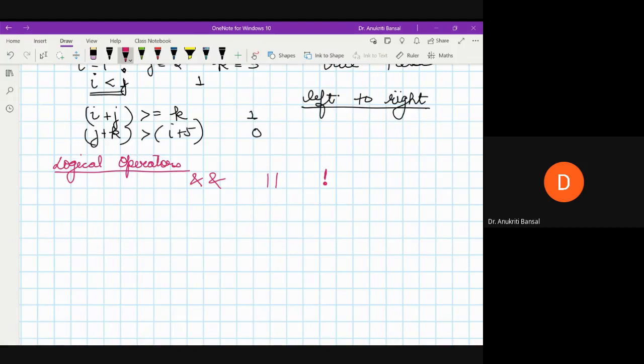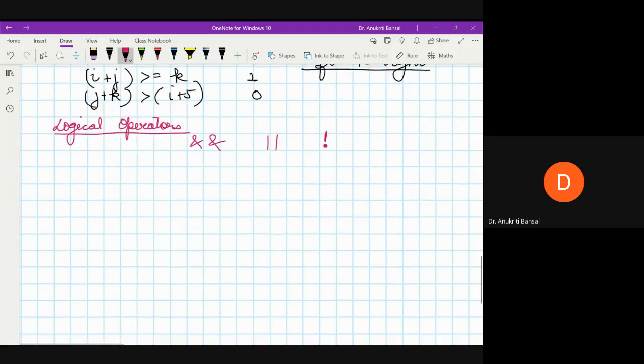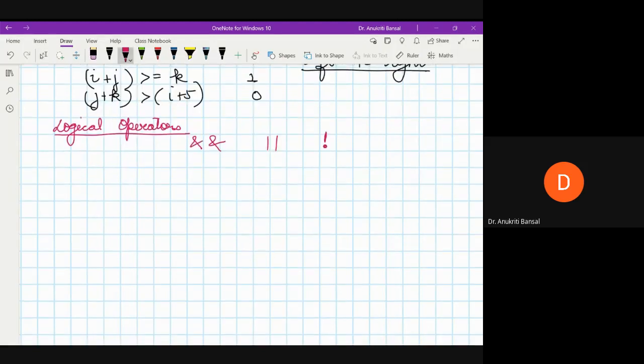Okay, with this, do you remember short circuiting in case of logical operators? What was short circuiting? In case of logical AND, if the first operand evaluates to false, the second operand will not be evaluated. And in case of logical OR, if the first operand evaluates to true, the second operand will not be evaluated. Is this clear? Do you all remember? Yes, ma'am.